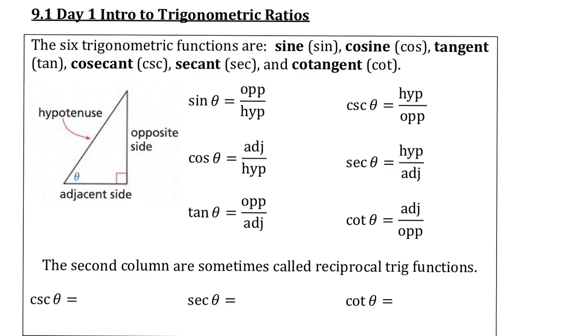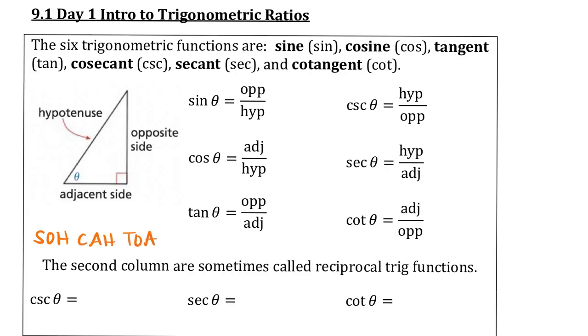Okay, 9.1 day 1, we're doing an introduction to the trigonometric ratios, which you have used at least 3 of these before in geometry. Okay, so the 6 trigonometric functions are sine, which we abbreviate as SIN, but we still say sine when we say it. Cosine, COS, tangent, TAN. Okay, and then we have cosecant, which is abbreviated CSC, secant, abbreviated SEC, and cotangent, abbreviated COT.